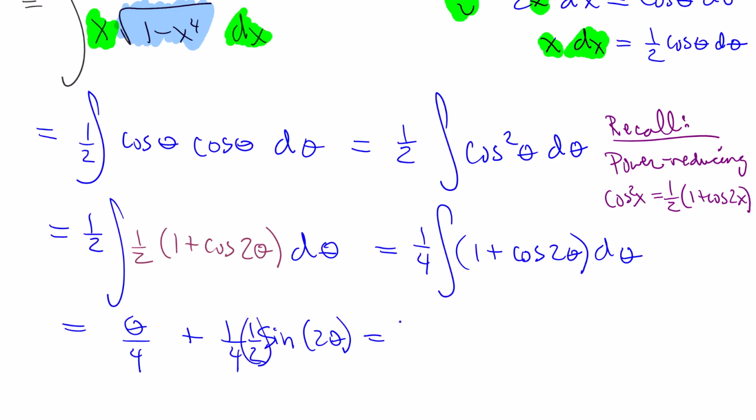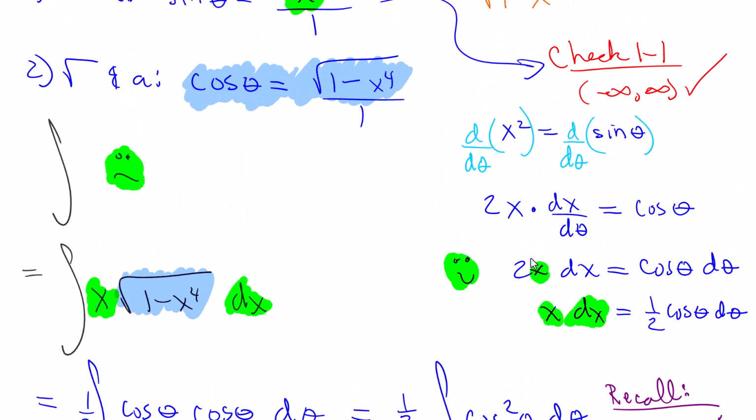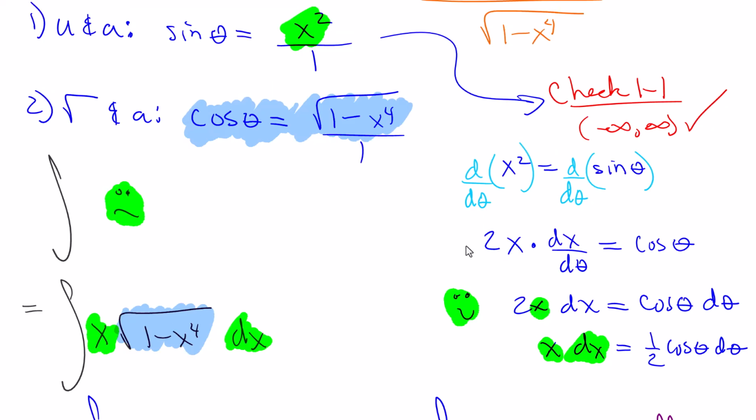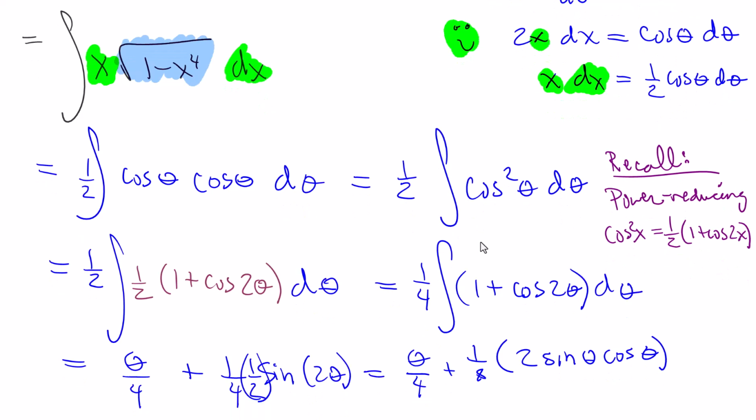Okay, so ultimately here, let's put this together. We have theta over 4 plus 1/8 times sine of 2 theta. Well, that's an identity. That's just 2 sine theta cosine theta. It's a double angle identity from trig. And recall that we know sine theta above. In fact, oh, let's see, do I have this all highlighted? Yes. So sine theta was originally x squared.